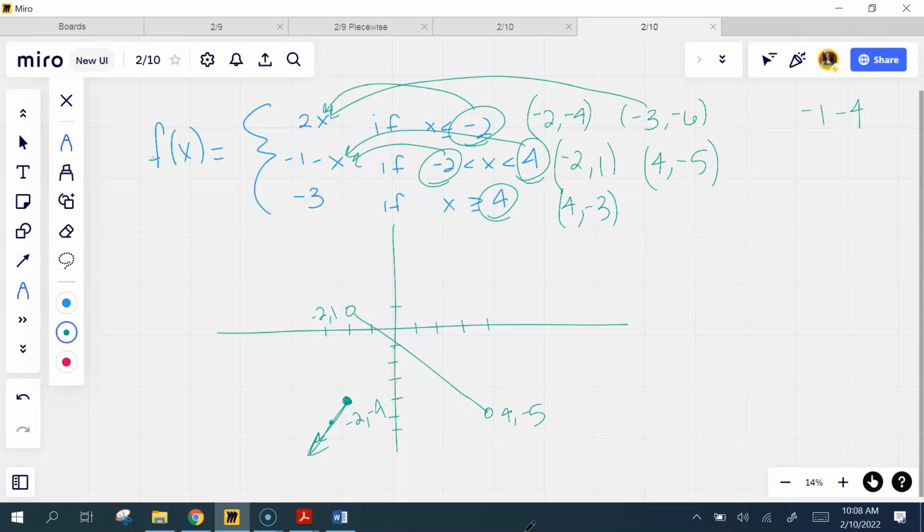So 1, 2, 3, 4. 1, 2, 3. 4, negative 3. What x satisfies that? What should I pick for x? What's bigger than 4? 5. What is y going to be if x is 5? Negative 3. Always negative 3, and that's the direction that it goes.